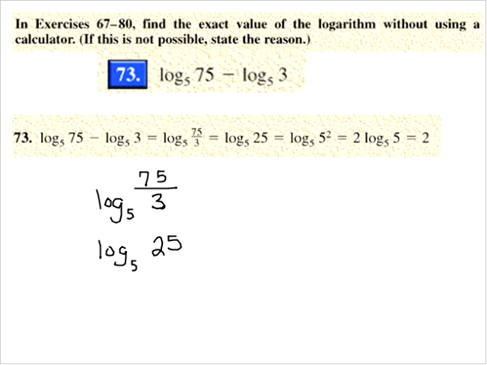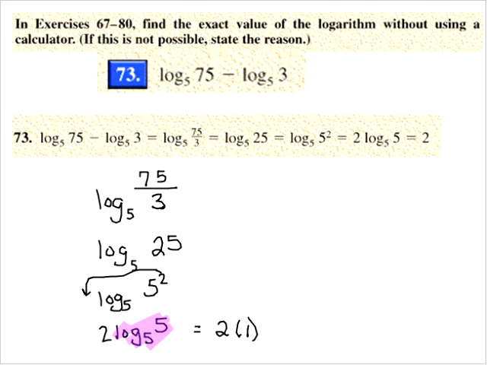All right. Let's see if I can rewrite 25, so if there's any way I can cancel out the log base 5. 25 is the same thing as 5 squared. Now I can bring that exponent out front. So 2 log base 5 of 5. And I know that log base 5 of 5 is just 1. So that's a property there. So 2 times 1 equals just 2.